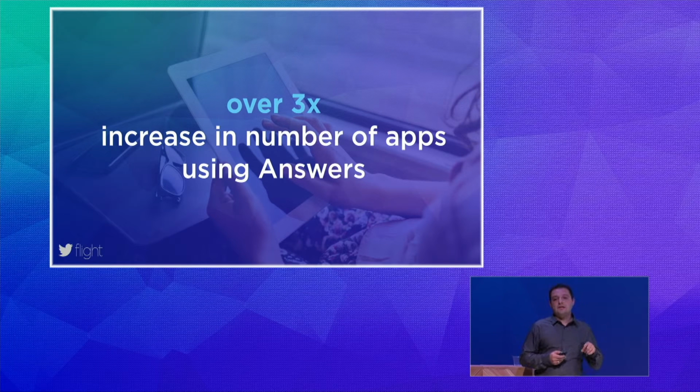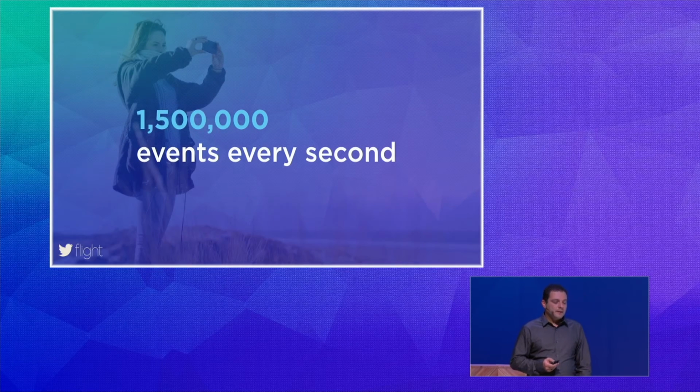Since this conference last year, the number of applications using Answers has grown by over 3 times. So we're obviously thrilled by this growth, but at the same time, that presents scaling challenges for us. Similarly, if you measure the growth in the number of events that we process, we currently process 1.5 million events every second. So just in the few minutes that I've been talking to you, our backends have processed hundreds of millions of events. Again, this is super exciting for us because of the wide adoption of Answers, but it's challenging for us to be able to scale to handle that kind of growth.